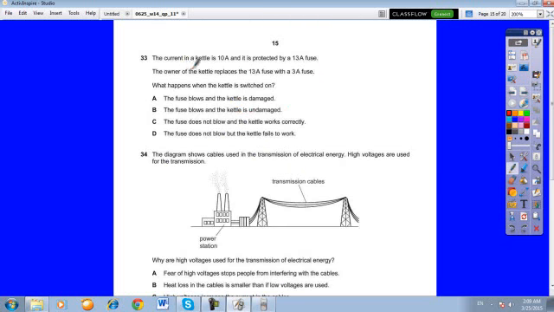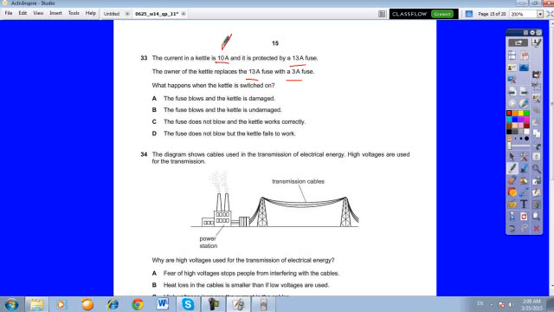33. The current in a kettle is 10 amperes and protected by a 13 amperes fuse. The owner of the kettle replaces the 13 amperes fuse with a 3 amperes fuse. What happens when the kettle is switched on?